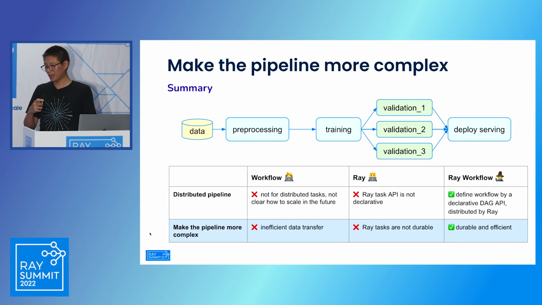To conclude this part, by making the pipeline more complex, a typical workflow system has an efficient data transfer problem, because there is more data transfer happening in a more complex pipeline end to end. And durability really becomes an issue in a very complex pipeline, because as it gets more complicated, you have a higher chance of failure, and the recovery will be very random. With RayFlow, you can make your pipeline both durable and efficient.